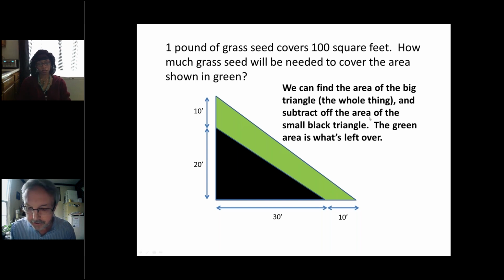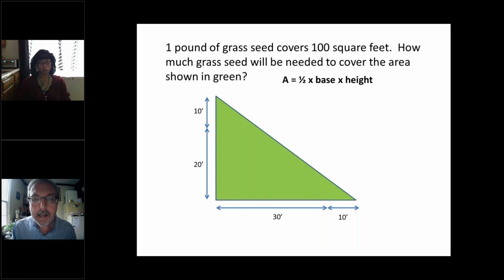So I'll take it to the first step here, and the first step will be to figure out what the whole area is. So for that, I'm going to get rid of the black, and we'll look at just the entire whole area. So if we were to plant grass in the entire thing, we're not going to do that. But if we were, we could figure out what this area is. So we know that the area is 1/2 times the base times the height.